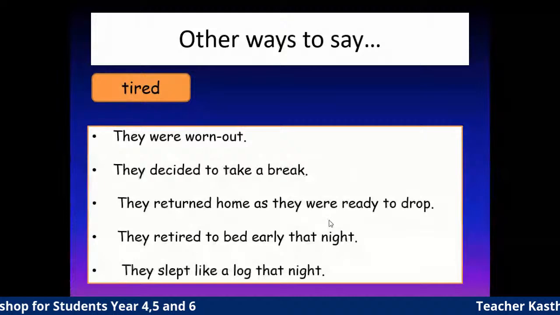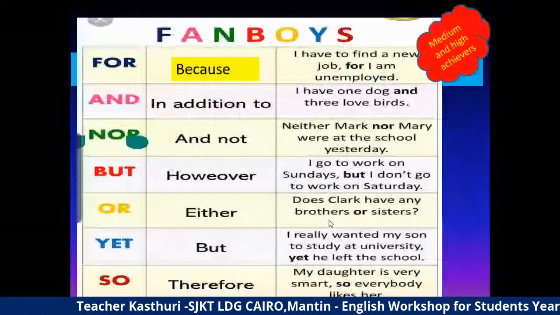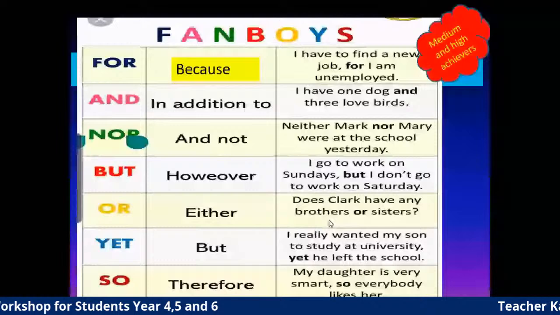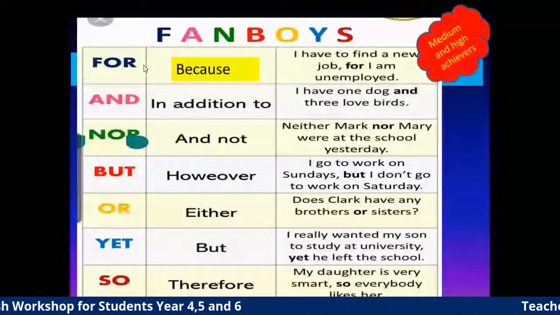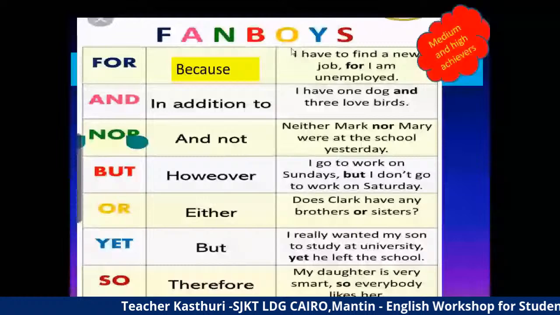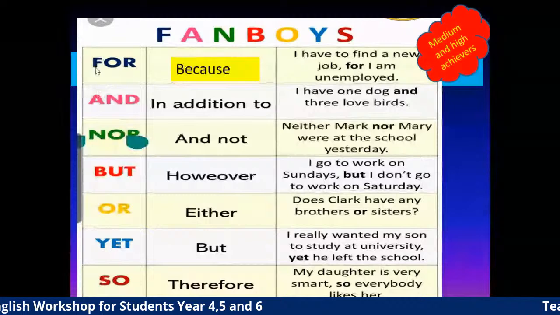This is FANBOYS, as I told you before. To enrich your writing, you must use FANBOYS. What is FANBOYS? F is for "for": I have to find a new job for I am unemployed. You see, two sentences combined with "for". F-A-N-B-O-Y-S. That is FANBOYS.